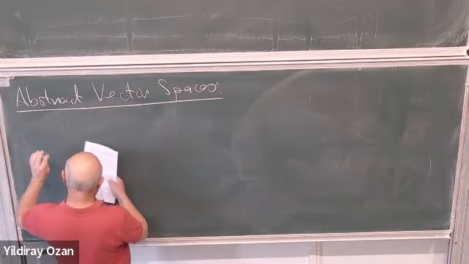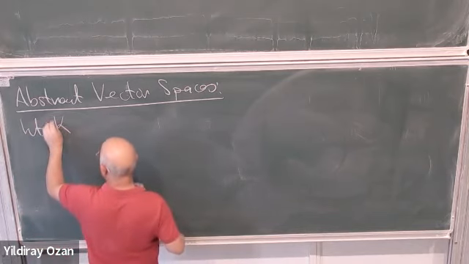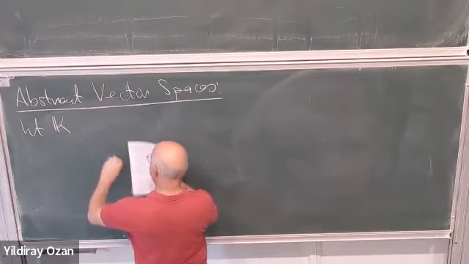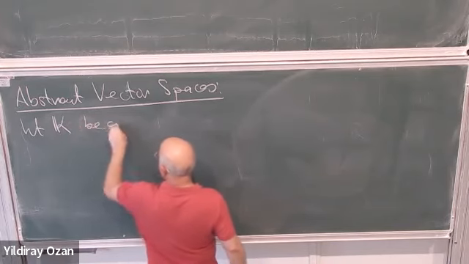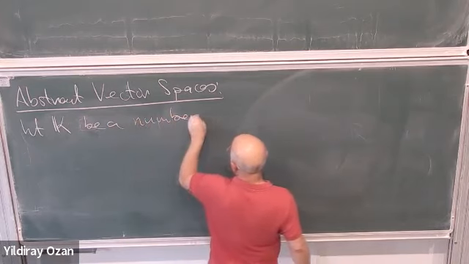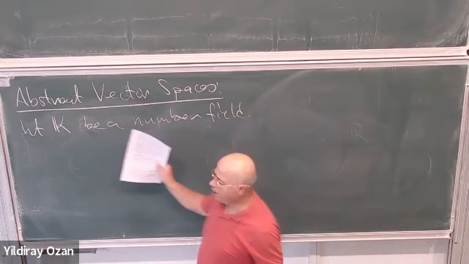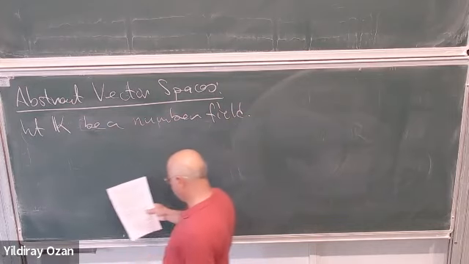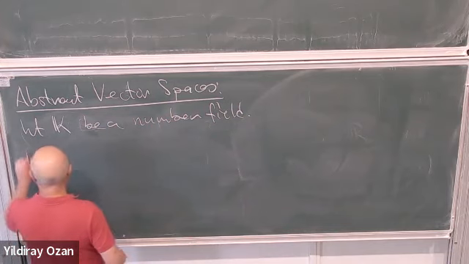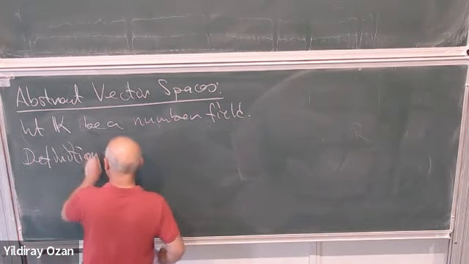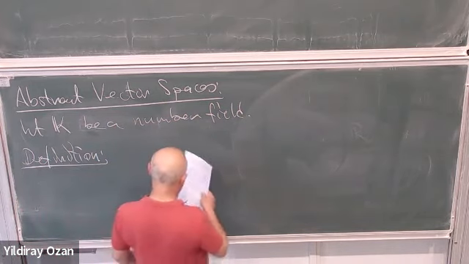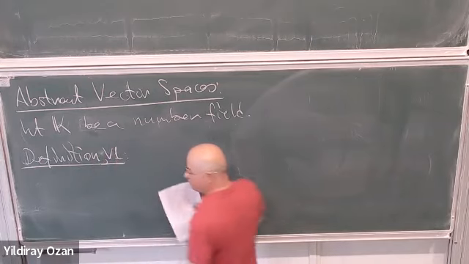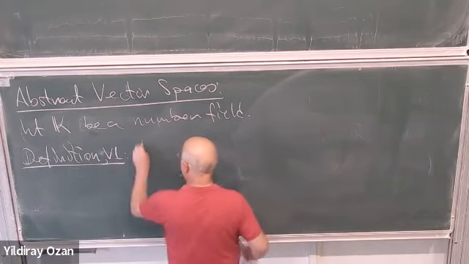So let K, the author uses K to denote the number field. So K could be any of these number fields, a finite number field or complex numbers, real numbers, whatever. Here is the definition of an abstract vector space. Let's call this version one. There will be other versions.